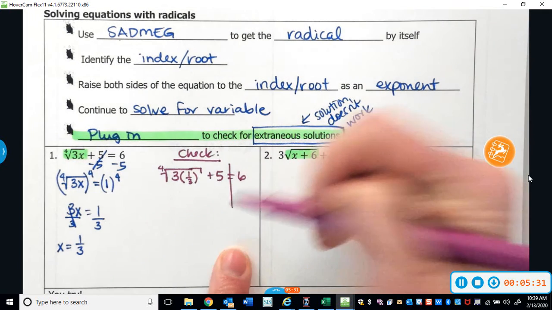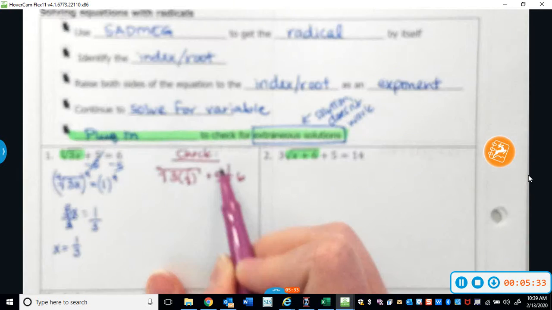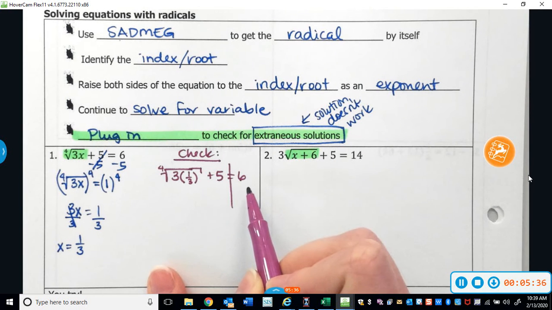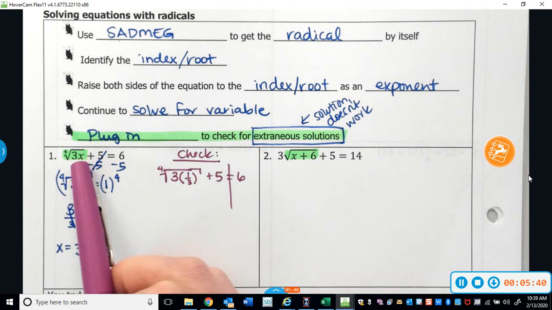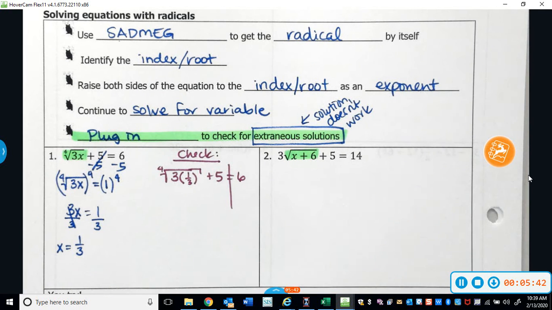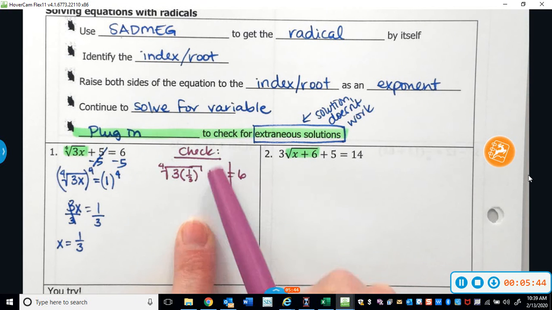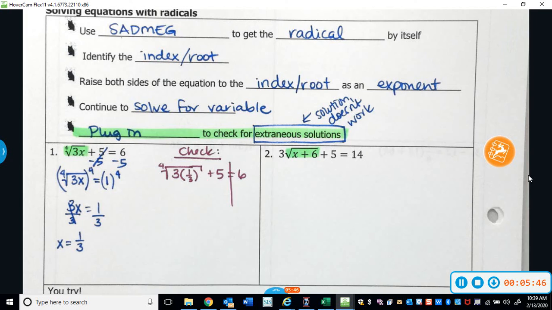What I'm going to do is simplify this entire side using order of operations and see, does it actually equal 6? That's the only way I'll be able to know if that is a correct solution. So it's only when we have variables that we're moving things across the equal sign. Here, when I'm checking, I'm just simplifying using order of operations to see that it does work.